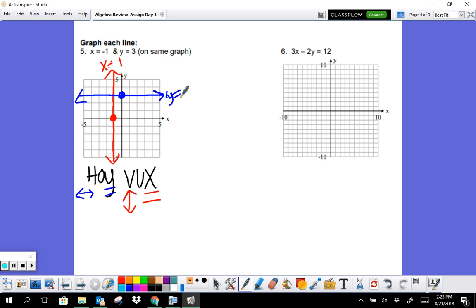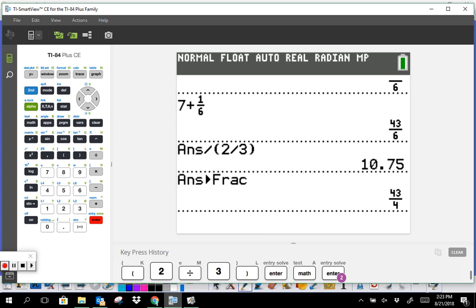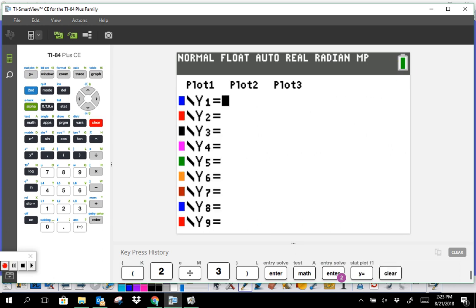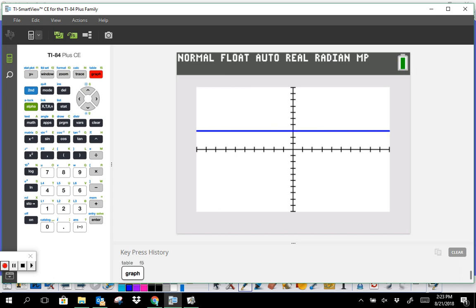Remember, anything in y equals you can check. So you can go to your y equals, type in y equals 3 and graph it, and you can at least see that that is a horizontal line.